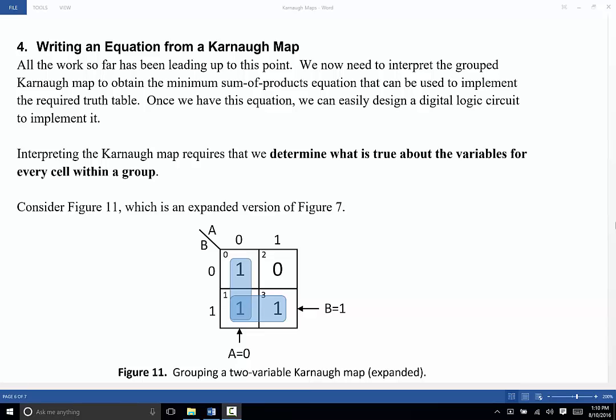We've reached the last step of solving a problem using a Karnaugh map. And that last step then is to write an equation based on the groups that we've just set up. So we're going to go back and relook at the 4 examples that we saw in the previous video. And what we need to do in each of those is look at the groups and determine what is true about the variables for every cell within a group. In other words, determine what is common or what is the same about every cell within a group.